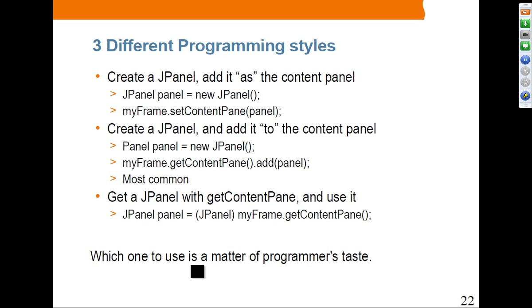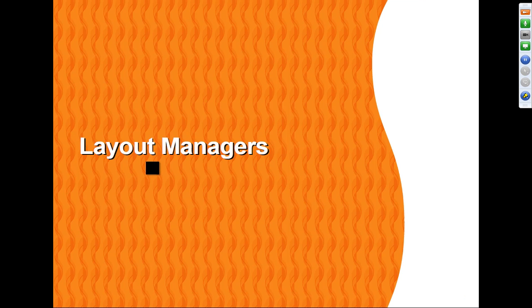The second scheme is the most common. The last scheme is that you can get the content pane, which returns the JComponent type, but you can cast it into JPanel. Okay, so this is also possible. Which one to use is the programmer's taste. Again, the second option is probably the most popular or most common scheme of writing code.